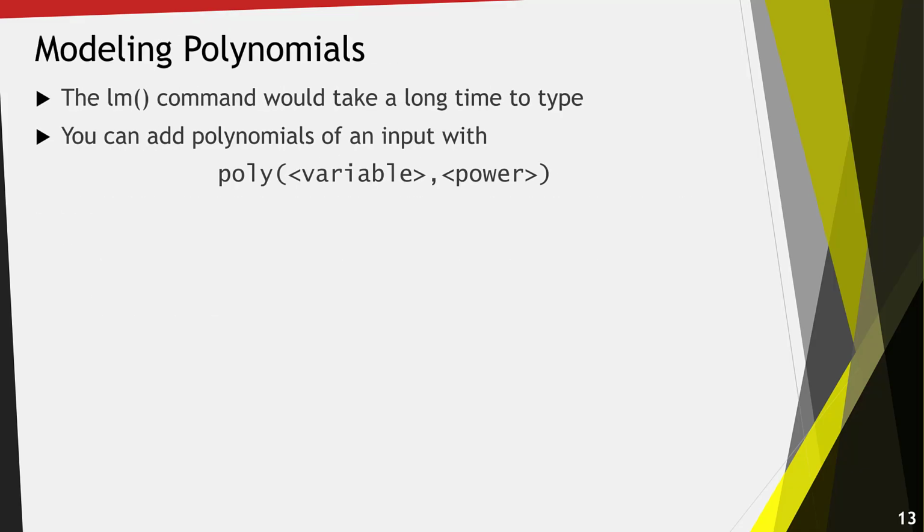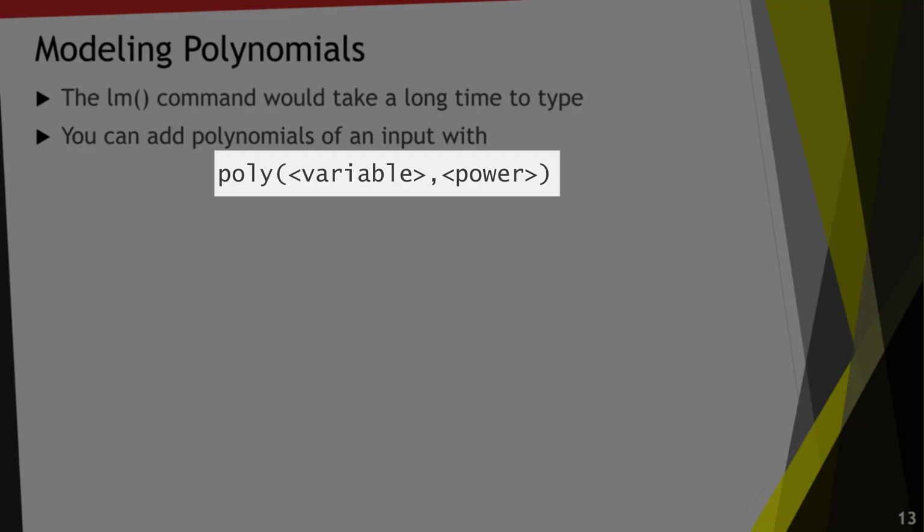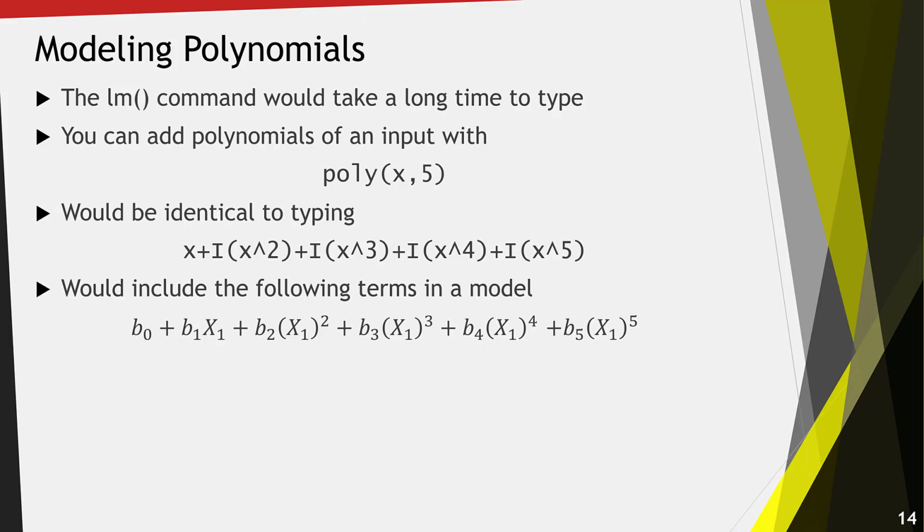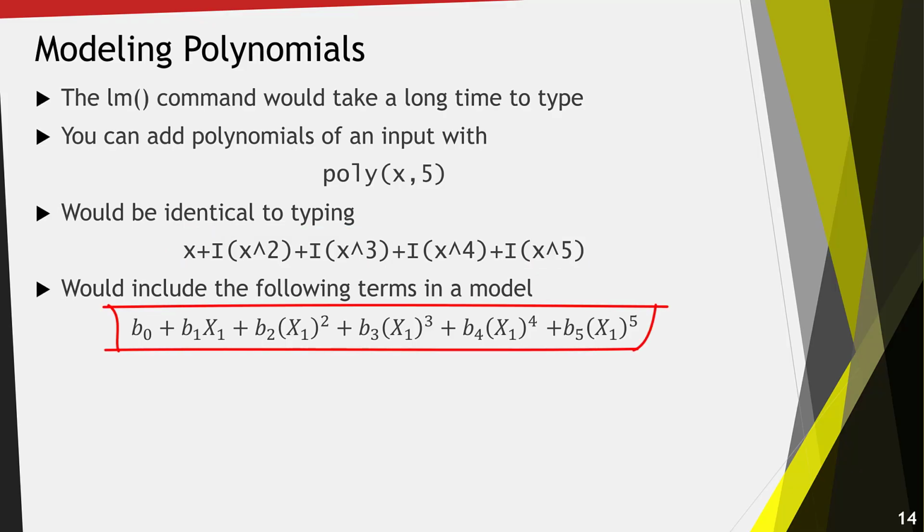Typing out all of those polynomial terms in a formula could be complicated. You can add polynomials to a formula using the poly function. It takes 2 arguments. The first is a variable, the feature that you would like to construct a polynomial of, and the second argument is a number representing the power, the highest numbered power that you would like in that polynomial. So including the term poly(x, 5) in your formula would be identical to typing this expression here, where I include each polynomial term from powers 1 to 5 of that feature x, and it would be identical to including the mathematical terms there, x to the 1st power, to the 2nd power, and so on in my model.